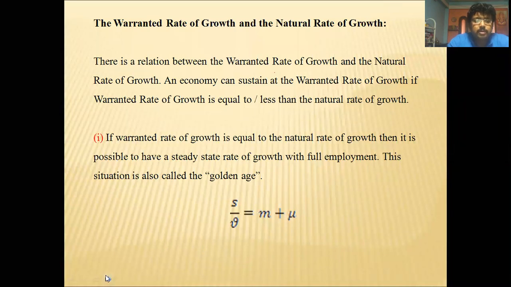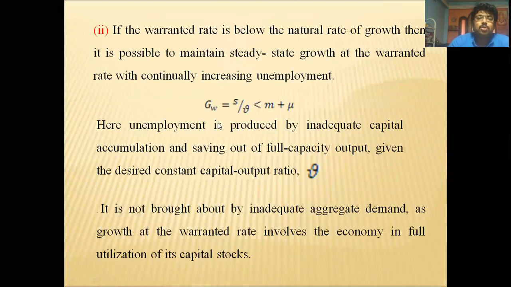Now I am also erasing all this marking, and now in my next slide, look. There is a second condition. The second condition is that if the warranted rate of growth is below the natural rate of growth, then it is also possible to maintain the steady state of growth at the warranted rate.